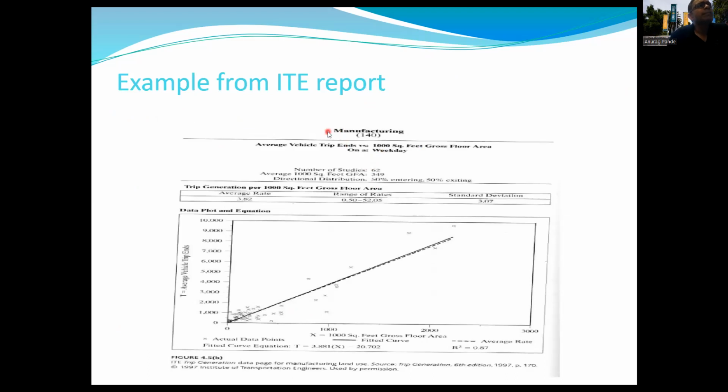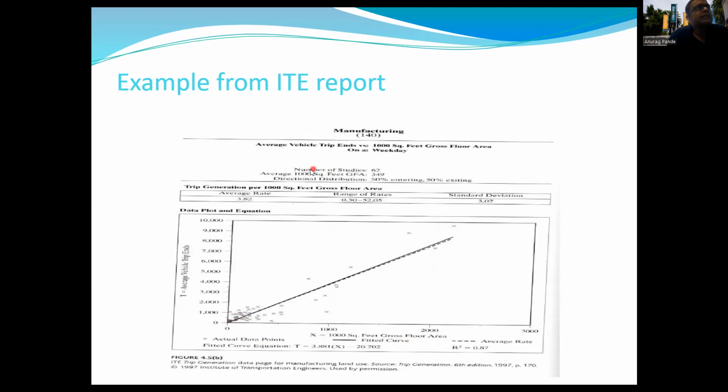So this is basically trying to figure out what number of trips are going to be generated by a manufacturing plant. Average vehicle trip ends. When I say trip ends, that's basically the number of trips that are going to be generated versus 1,000 square feet of gross floor area. On the x-axis, you have the gross floor area of the factory, of a manufacturing facility. And then T is the number of trip ends. And then you could see there is a chart.